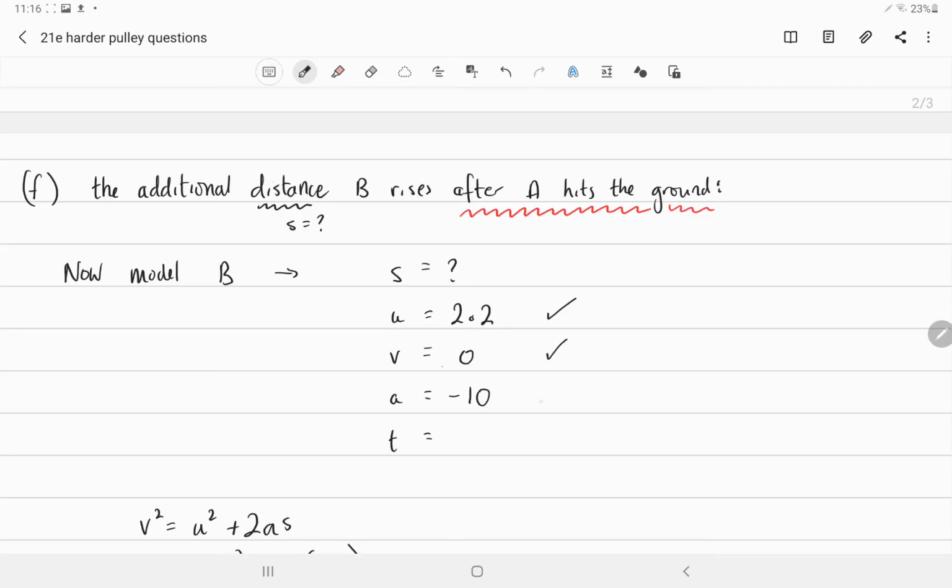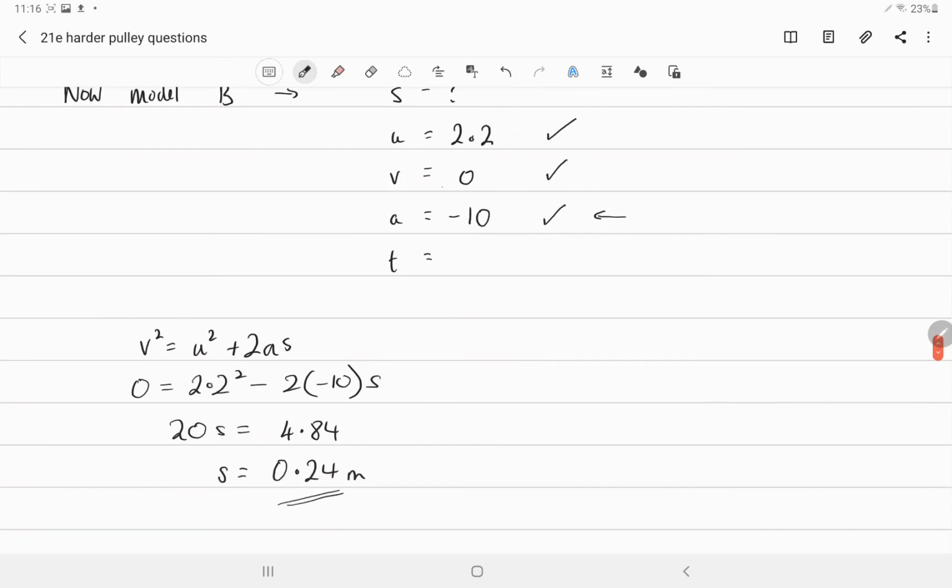And because it's being thrown up into the air, object B is going to start to slow down. The acceleration therefore is negative. This is the acceleration due to gravity, but it's negative because it's slowing down, because we're throwing it up. So we're looking at distance s. We have u, v and a. So we're going to use v squared equals u squared plus 2as. Sub it all in. The additional distance that object B rises after A hits the ground is 0.24 meters.